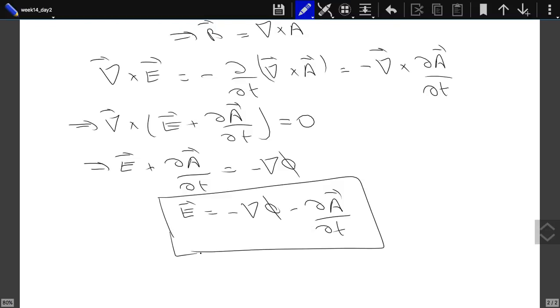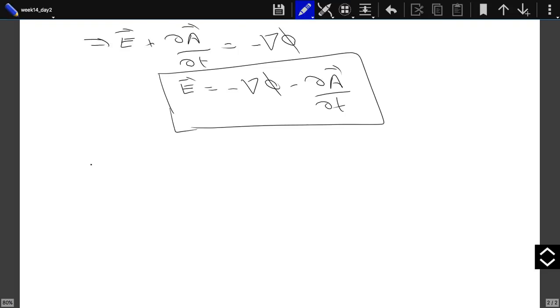In electrostatics, when nothing depends on time, this is 0. And when this is 0, well, we recover the electric field as the gradient of some potential. But this potential doesn't have the meaning of some kind of an energy anymore. That meaning is lost. Now, we will study this in more detail on Friday.